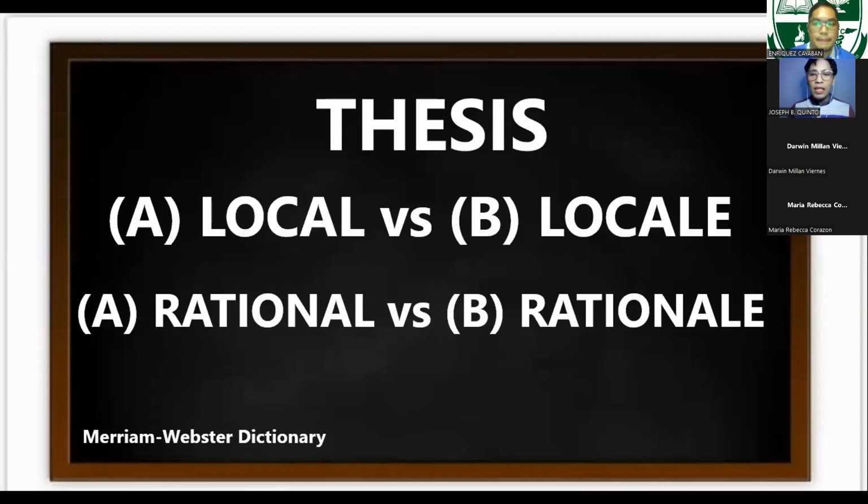B, correct? That's locale, and the pronunciation is locale. Not local, but locale. That's correct. Thank you for your responses. How about in the next one? Is it A, rational, or B, rationale? Please write A or B, the one that you'll use in your research or thesis. A or B? B. Okay, that's correct. So you have rationale, B. And be careful with the pronunciation. That's rationale, not really rational.